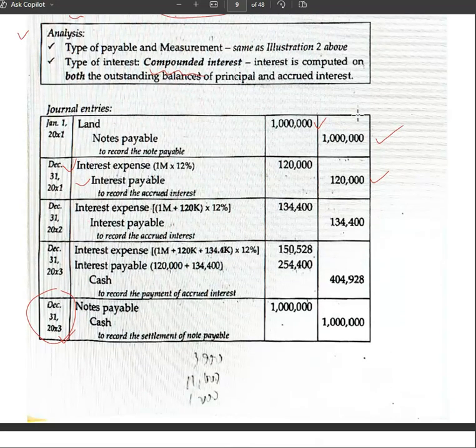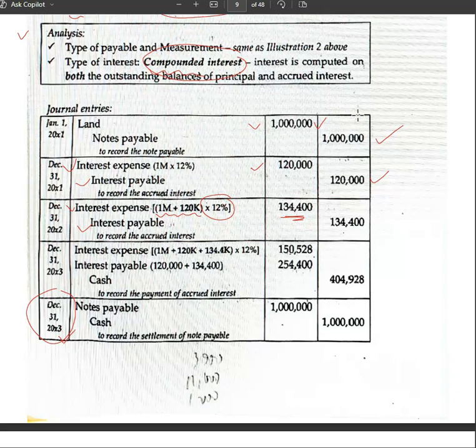On the second year, again, there is no payment, debit interest expense, credit interest payable, but the amount is different because we're using compounded. Okay, take note of that. Compounded means to say that the interest before will generate another interest on the next period. In other words, this 1 million and the new interest on the first year will be now the basis to compute your interest on the second year. That's why the 1 million and the 120,000 were multiplied by 12% to compute the new interest for the second year. So that is 134,400.